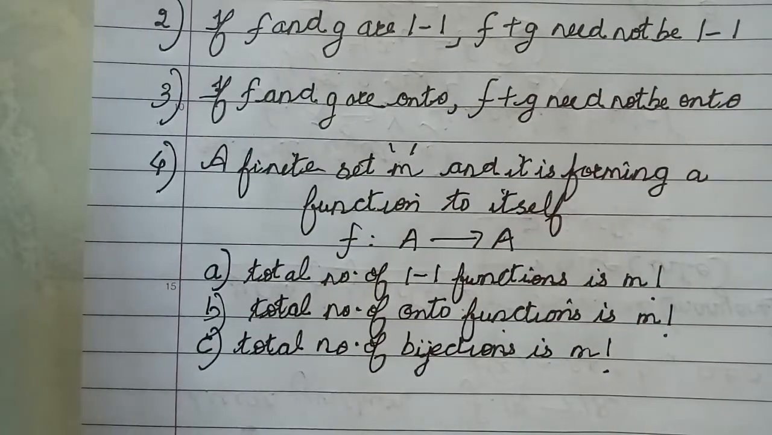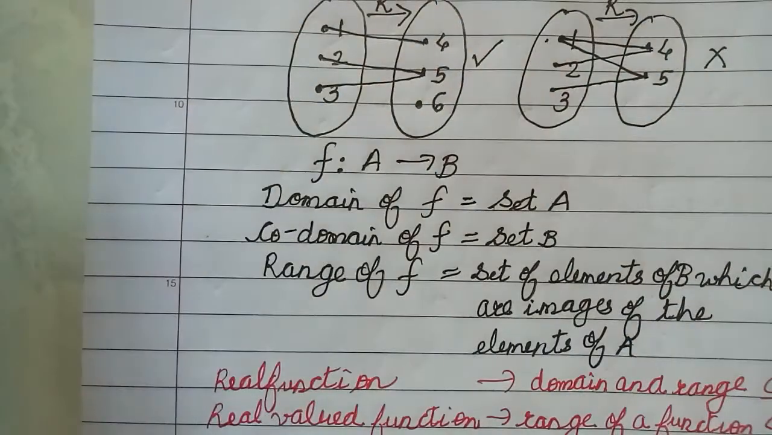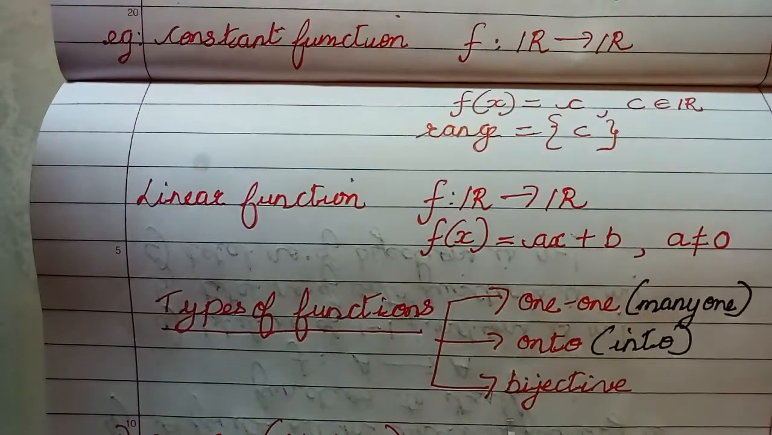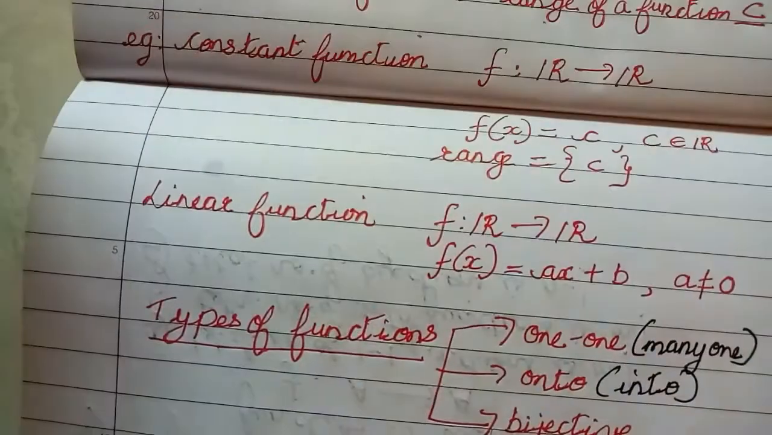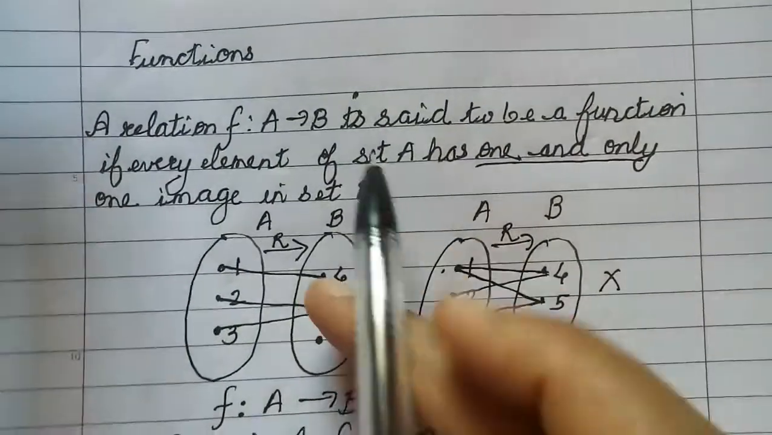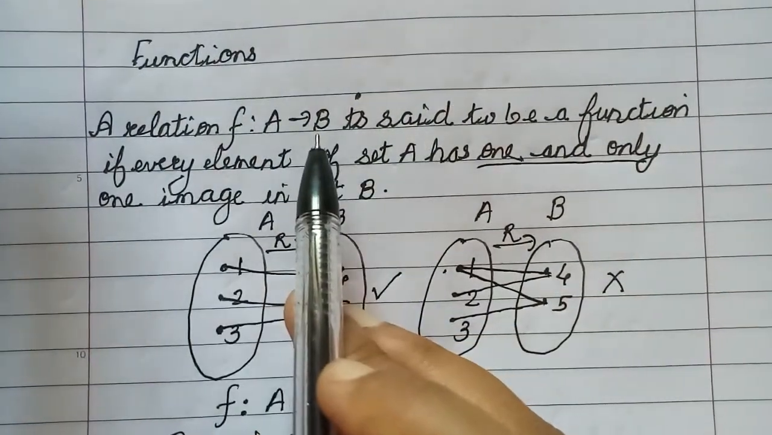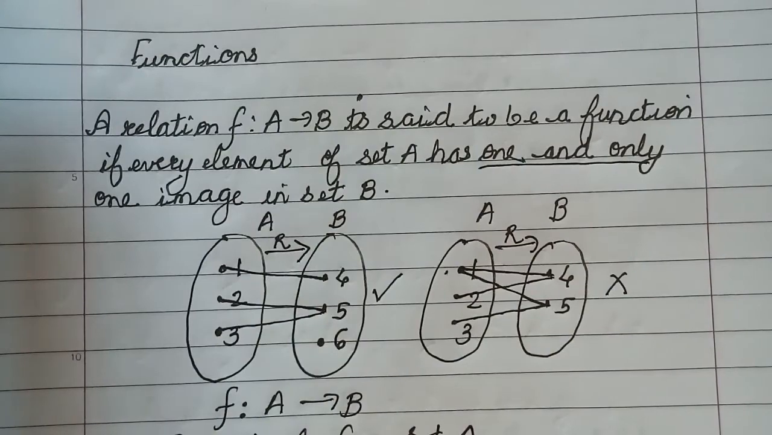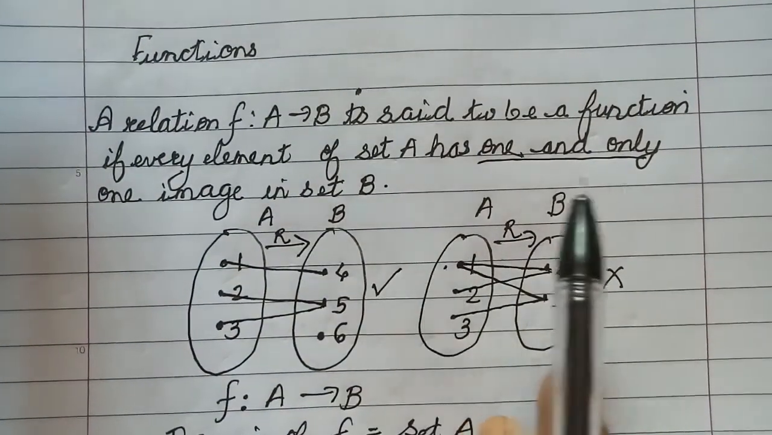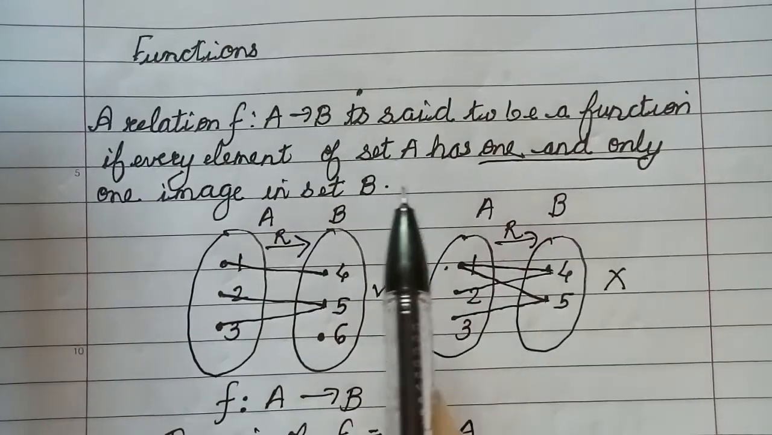Okay, so today we have studied a very important topic, children. That is, what is the definition of function, what are the terms related to function, then you have one-one, onto and bijective functions, and then at the last you have some important results. You have to be very thorough with the definitions of function, injective function and surjective function, then all problems are through. The definition of function says that every element of your set A should have one and only one image in set B.